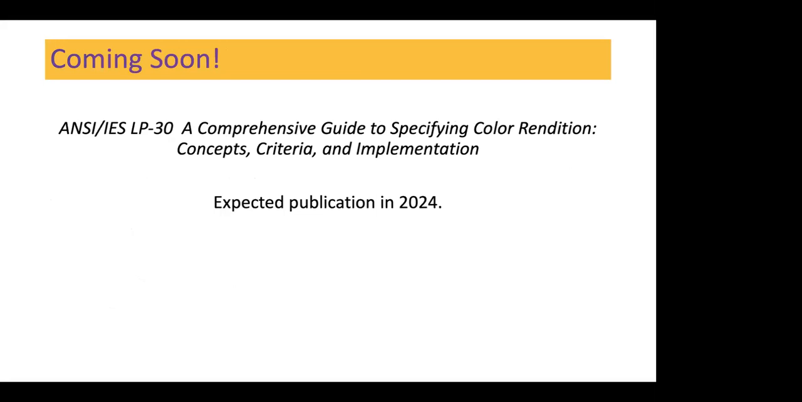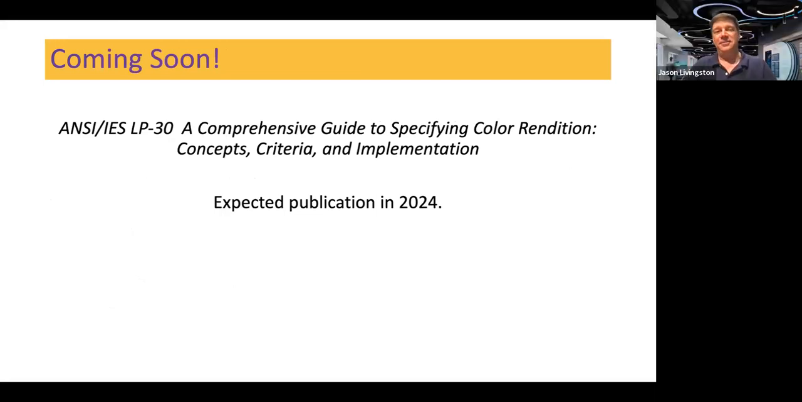Not bad. A couple of things coming up that some of you might be interested in. The color committee's been working very hard. We're meeting every other week to write a user's guide for TM30. At the moment, it is going to be titled LP30, a comprehensive guide to specifying color rendition. Those of you that serve on application committees know that the ANSI process takes time, but we think this is going to be available before the end of next year. So keep an eye out.